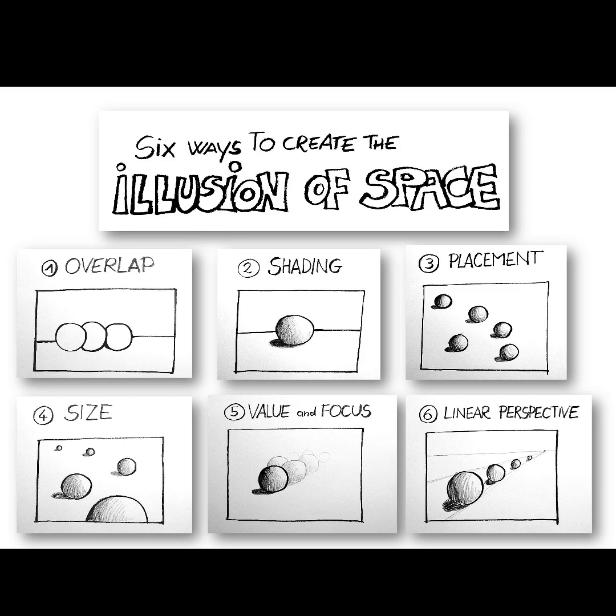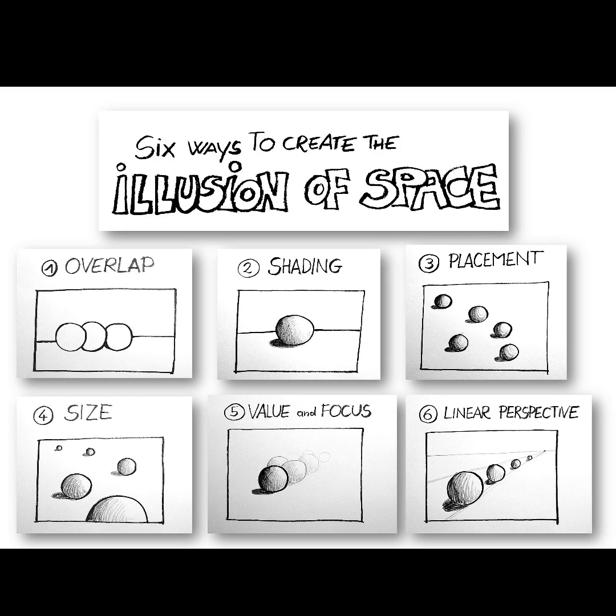Number 3 is your placement. The higher the things are on the page, the further away that they are. The lower down they are, the closer they are to the viewer. Number 4 is the size of objects. If they're closer to the viewer, they should be larger. If they're further away, they should be smaller. Think of a pumpkin patch. When you're looking at the pumpkins that are really, really far away, they're very, very small.